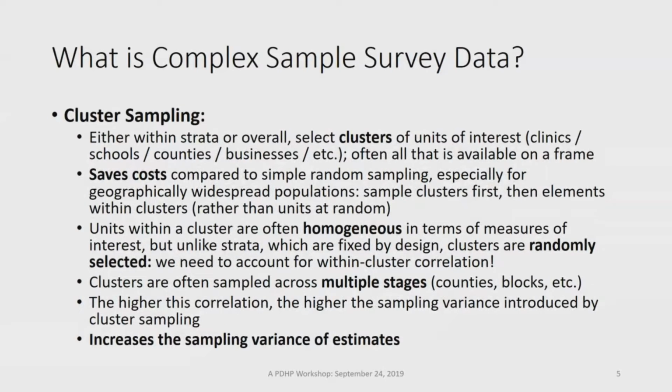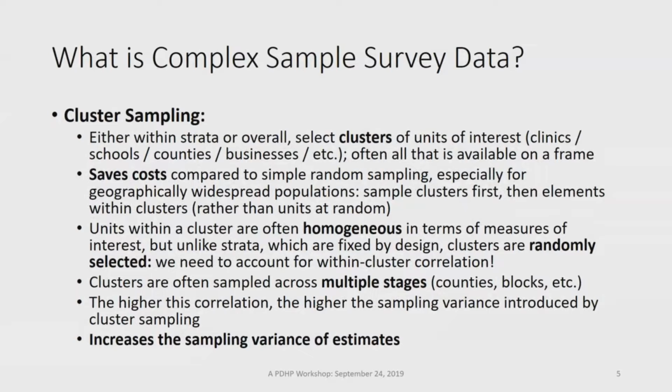Strata are fixed by design. We're going to be talking a lot about strata, so it's easy to make that mistake. Strata are fixed by design. Clusters are randomly sampled. So another common mistake among secondary analysts is to interchange these terms. These are my clusters, these are my strata. Oh, that's the same thing. They're not. They're absolutely not the same thing. Okay? Clusters are units of elements of interest, like clinics or schools or counties or businesses, and usually that's all that we have on a sampling frame.